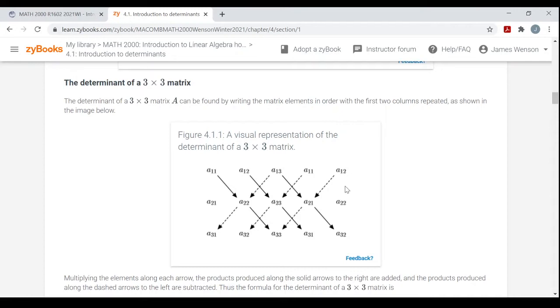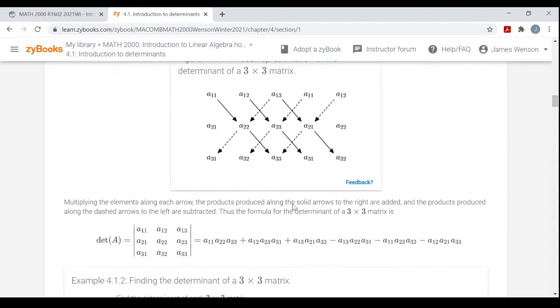In coming sections we'll see other methods, a more general method for finding the determinant of any square matrix, not just a 3 by 3. And one more thing: this procedure of copying the first two columns is only good for a 3 by 3 matrix. You can't do this kind of method with a 4 by 4 or a 5 by 5 or a 6 by 6. This procedure is only valid for a 3 by 3 matrix. Please keep that in mind.